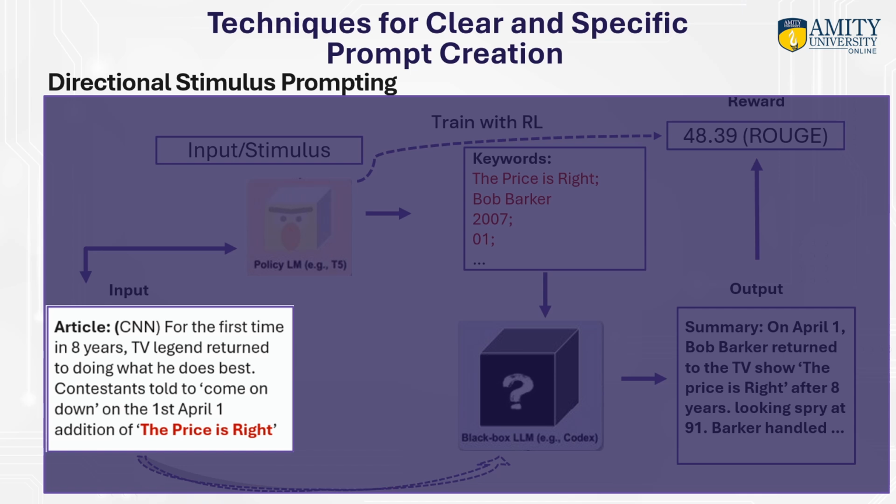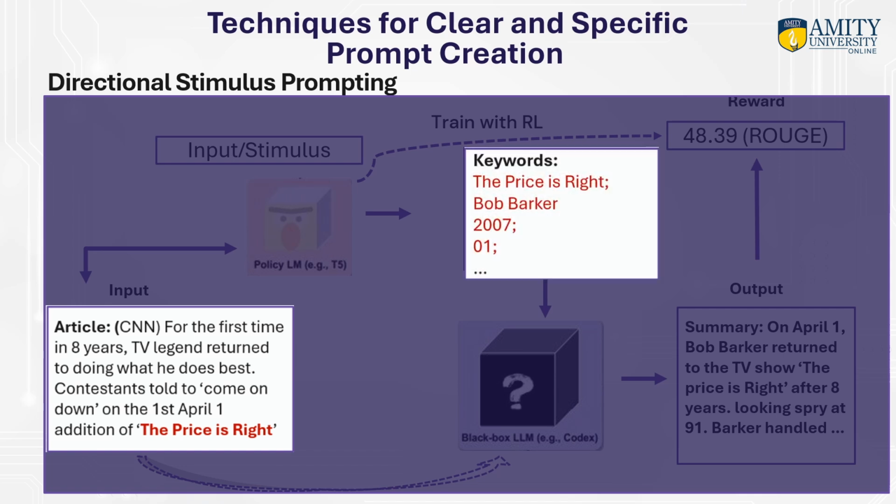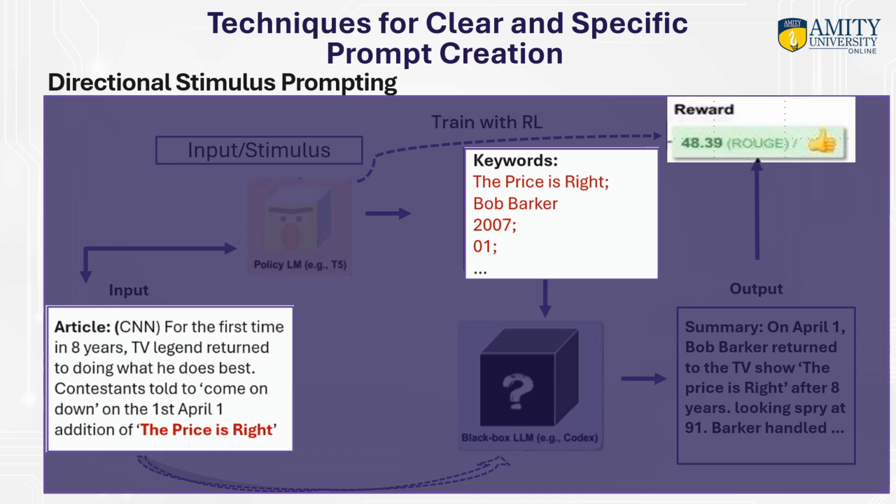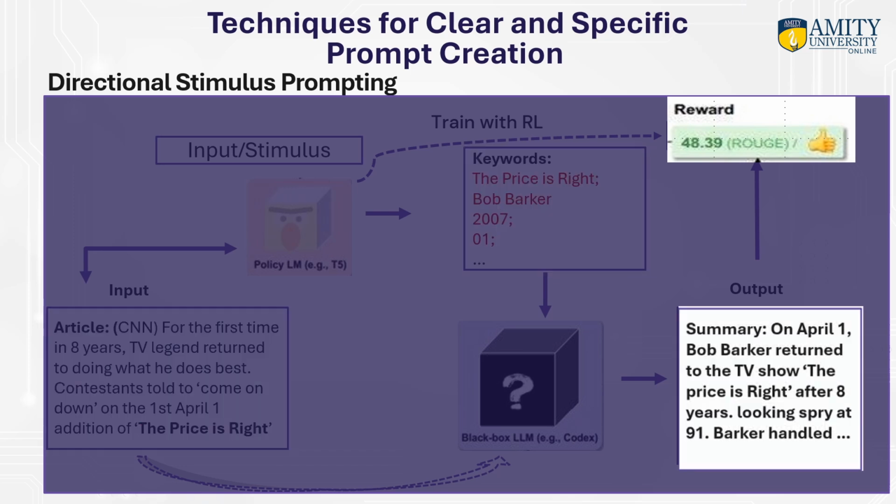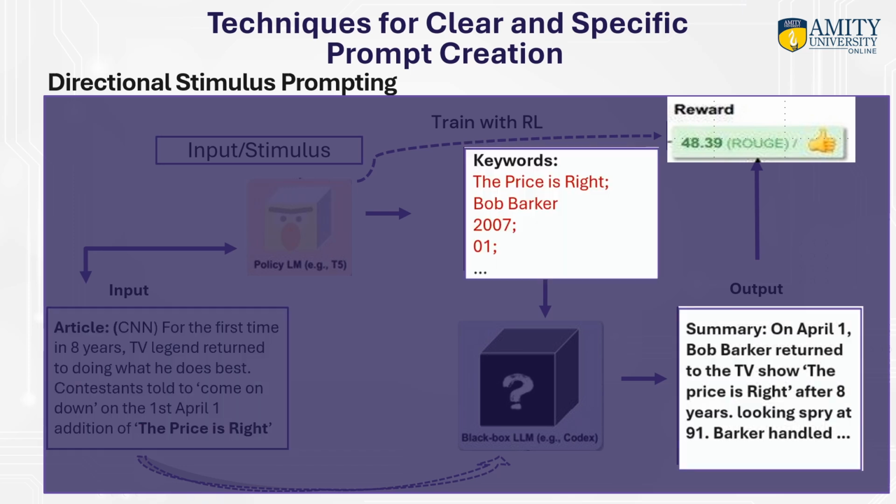Okay, so let's say you are given an article. In this article I want to focus on this thing: The Price is Right, Bob Barker, 2007. So this was my citation in this article. I want a focus or the keyword to get an answer on this, so it has got the highest confidence. Now with that, in the summary part, it has included those keywords because I want my answer to include those keywords and my context to be summarized around those keywords. So that is the directional stimulus prompting.